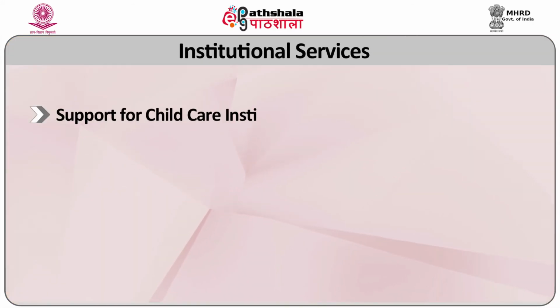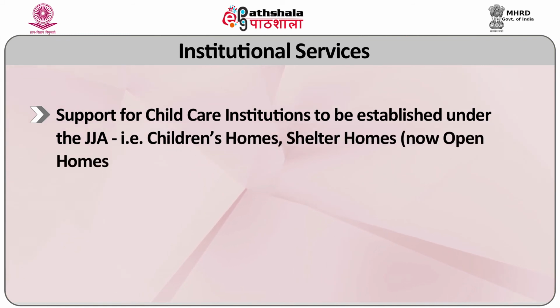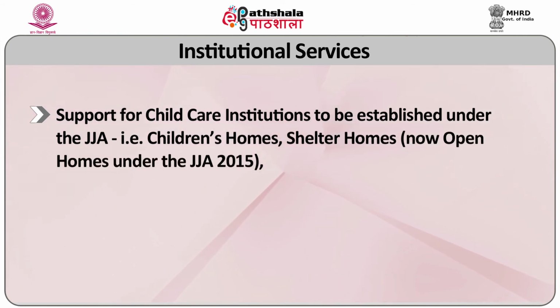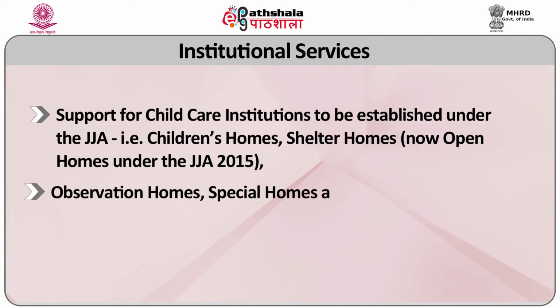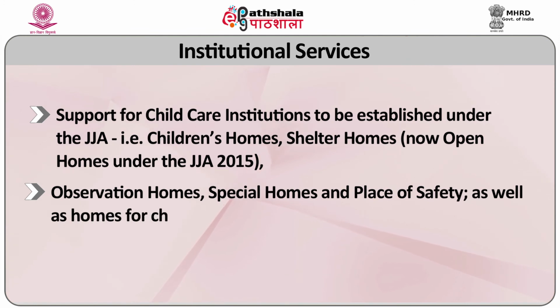Family-based non-institutional care through sponsorship, foster care, adoption, and aftercare. The scheme supports the provision of non-institutional rehabilitation services as provided for under the Juvenile Justice Act. Institutional services. Support for childcare institutions to be established under the JJ Act. That is, children's homes, open shelters, observation homes, special homes and place of safety, as well as homes for children with special needs. Grant in aid for need-based innovative interventions. Support is also available for need-based innovative programs, which could be pilot programs, post-disaster relief work, etc.